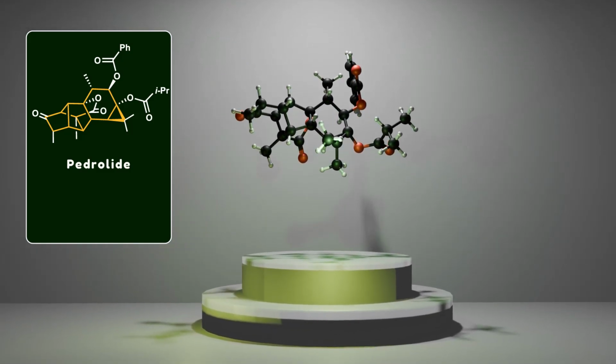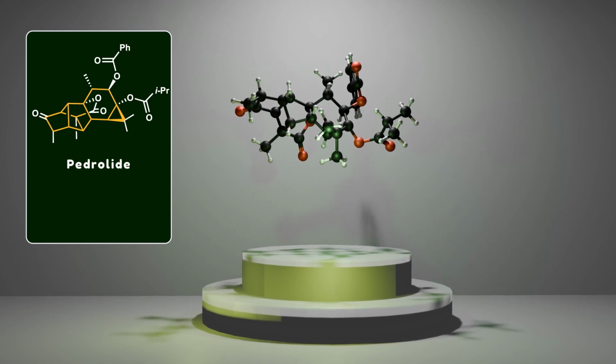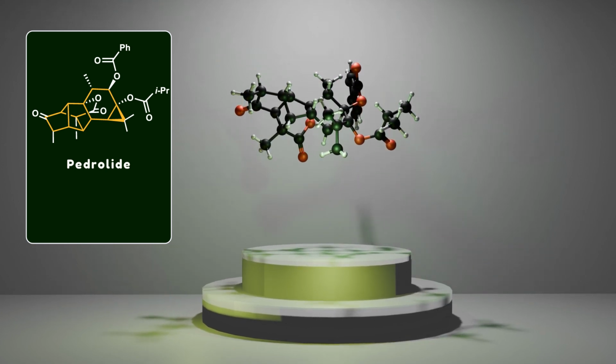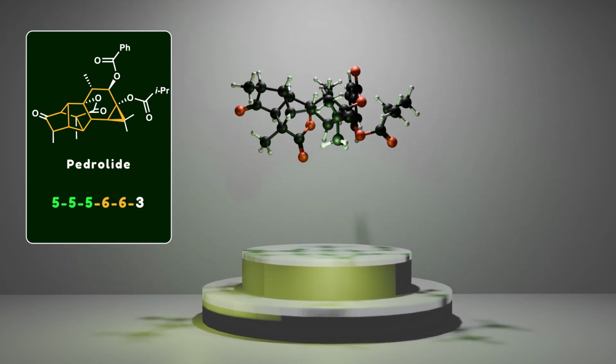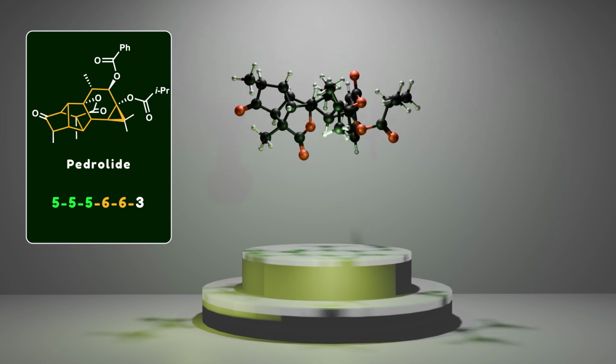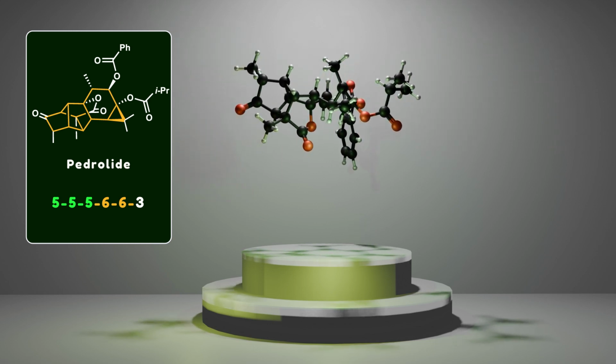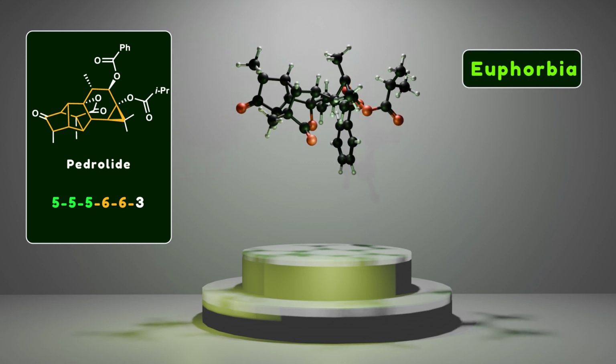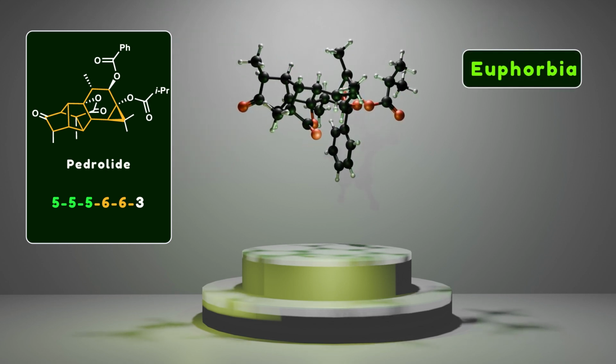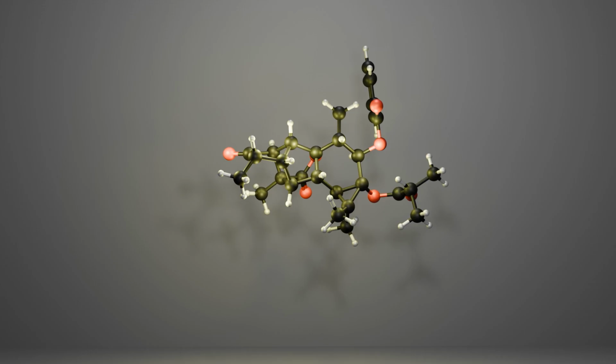In this episode, I'm gonna break down the total synthesis of pedrolide, a diterpenoid with a unique 5-5-5-6-6 fused hexacyclic carbon skeleton. Pedrolide was first isolated in 2021 from Euphorbia, which is a rich source of diterpenoids. But why is its structure interesting for synthetic chemists?